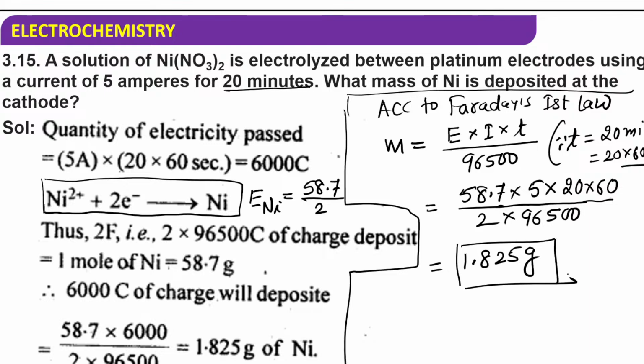You can go like this. That equivalent weight is 58.7 upon 2, because in nickel nitrate, nickel is 2 plus, gain 2 electrons to get nickel. Okay, last question.